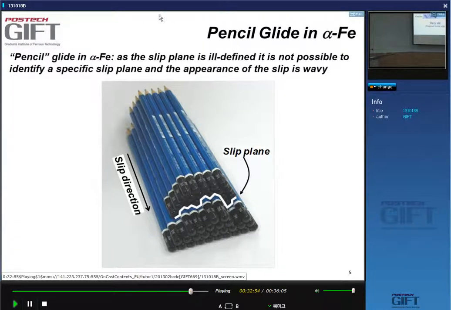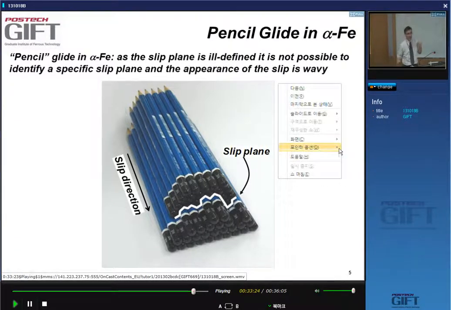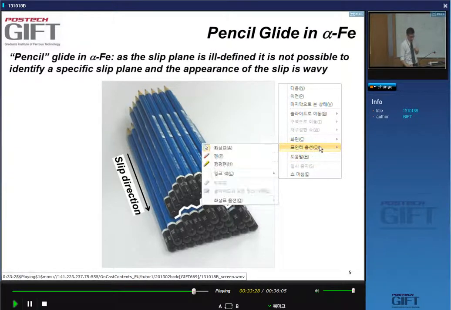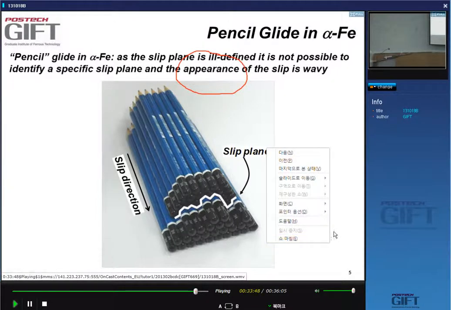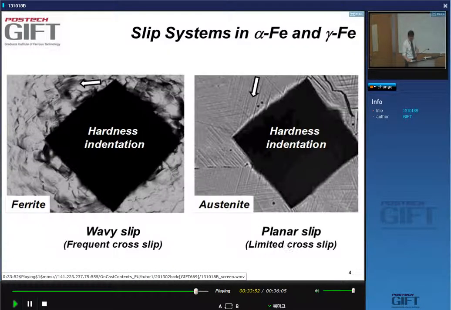Okay, and this is this picture. The slip direction in BCC is very well defined. It's a 1-1-1 direction. The slip planes are also very well defined: 1-1-0 planes. However, the dislocation can cross slip so often that macroscopically, the slip plane appears not to be well defined. So it's about appearance. In the past, people would all say, "Oh, the slip is not crystallographic," which is really a very unfortunate choice of words.